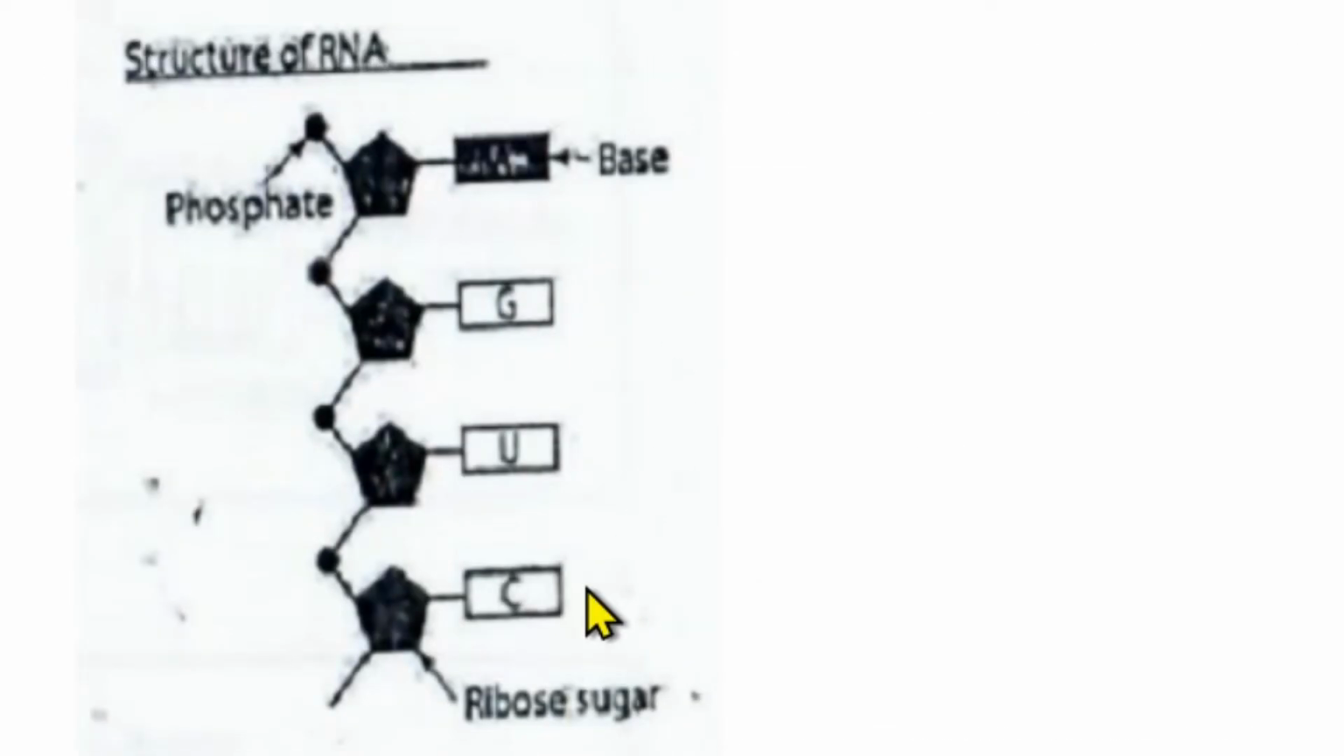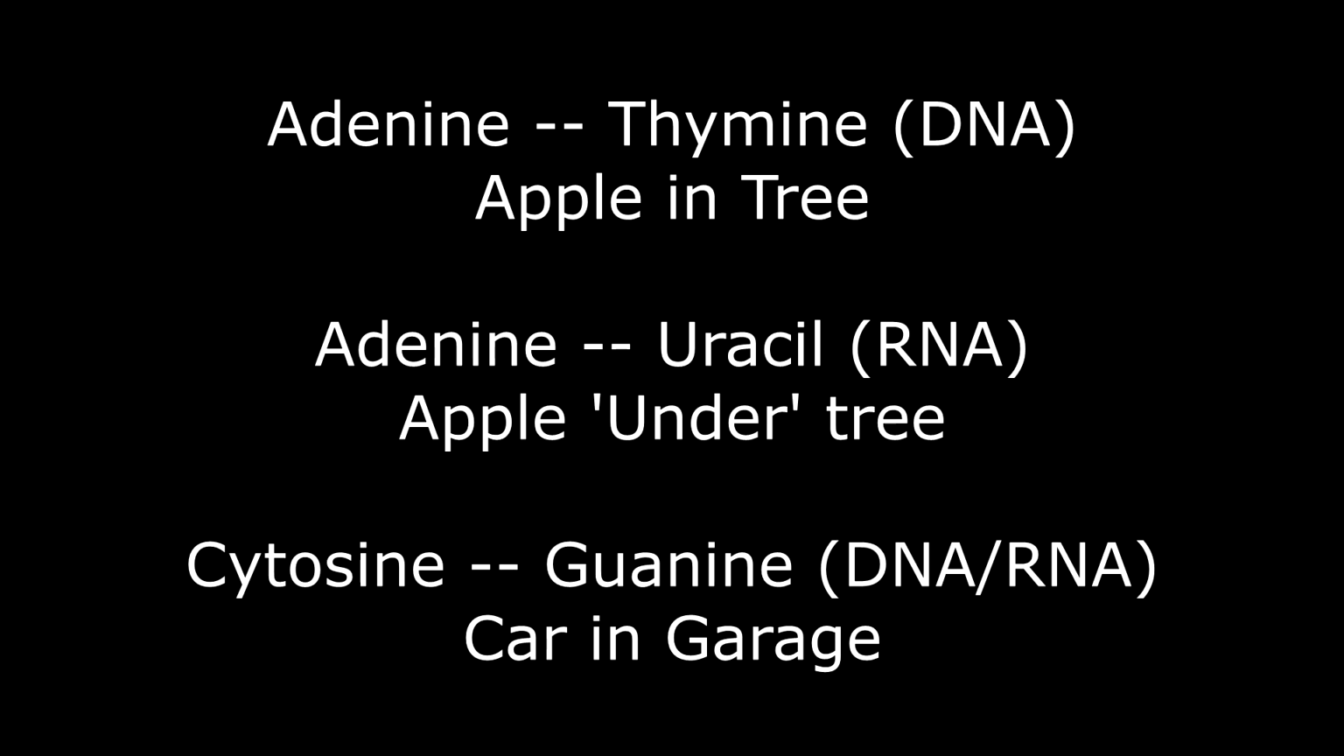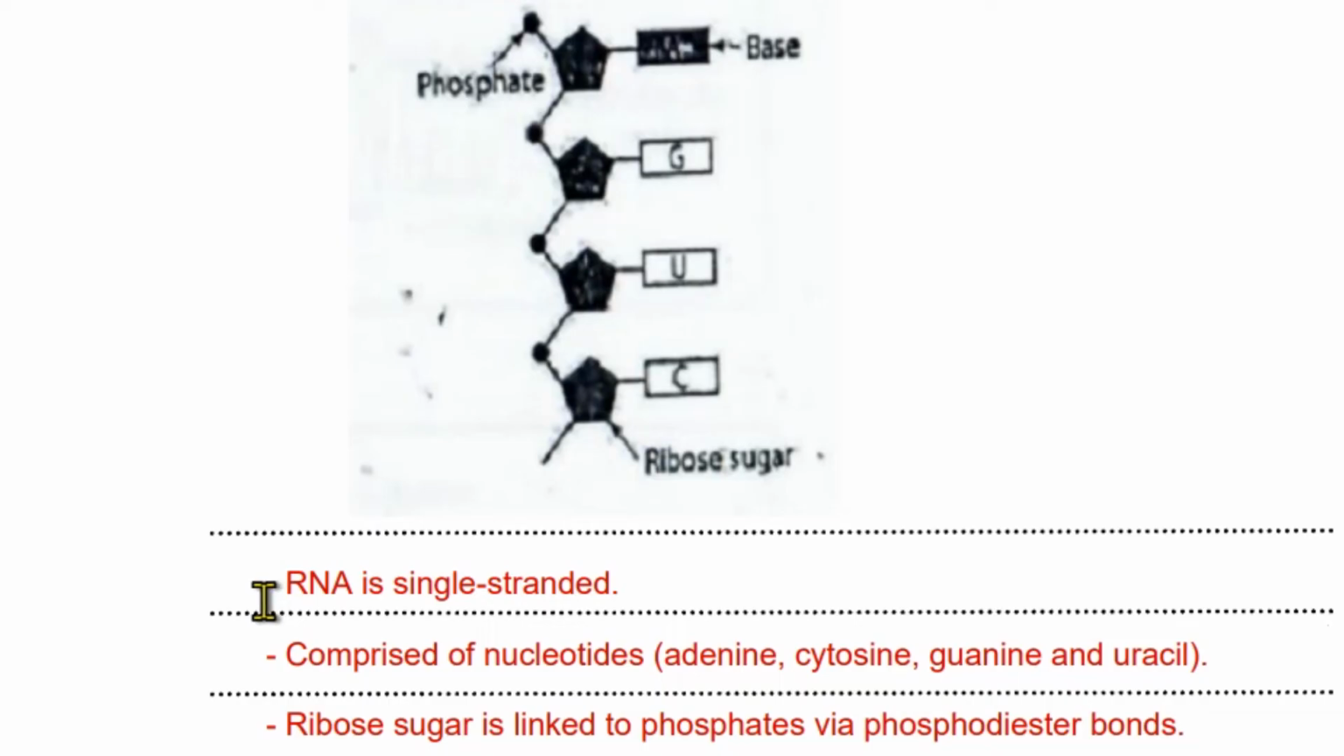There would be cytosine, uracil, guanine, and there wouldn't be any thymine, right? That would be replaced by uracil. You would have adenine. So usually adenine would bond to thymine in DNA, but in RNA it would bond to uracil. So RNA is single-stranded, comprised of nucleotides and ribose sugars. So these are ribose sugars. These pentagon structures.